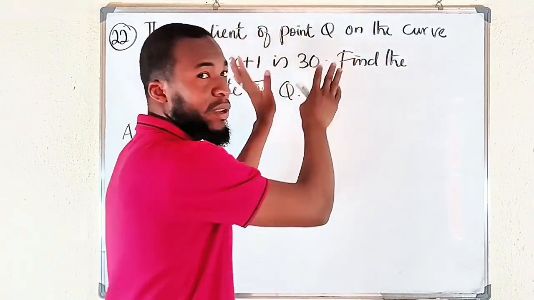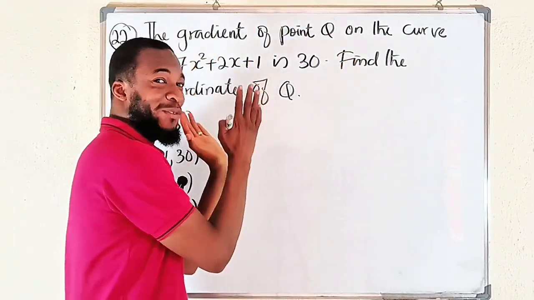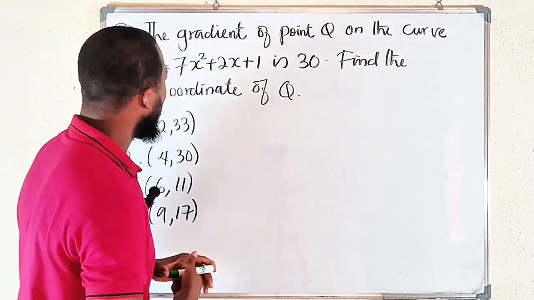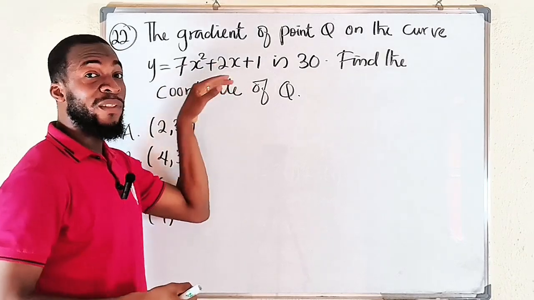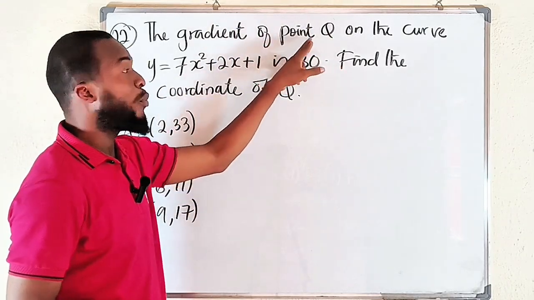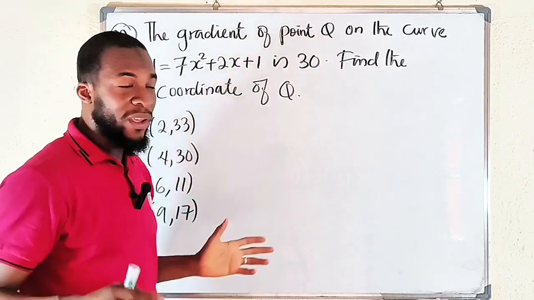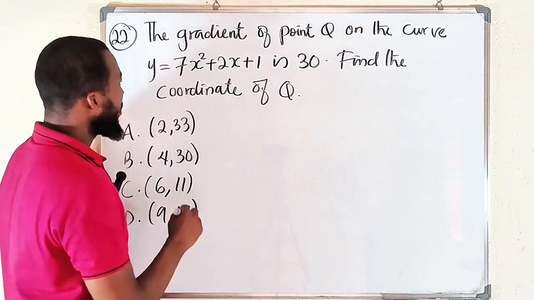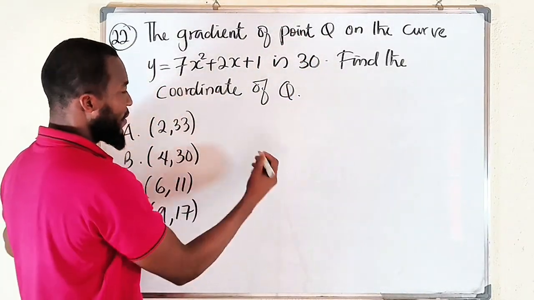I just don't want to correct it here. I would like to leave it as it is from the question paper. But it should be gradient of the curve at point Q, not gradient of point Q, because a point doesn't have a gradient. All right, what does it mean? It means that, let us differentiate this.